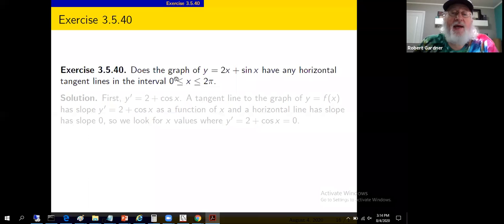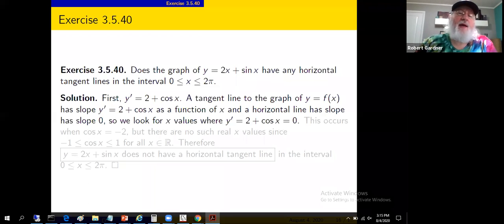Here, they ask, does the graph y equals 2x plus sine x have any horizontal tangent lines in the interval x between 0 and 2 pi? Horizontal tangent lines. How do you find the slope of a tangent line? Taking derivatives. What's the slope of a horizontal line? 0. So this question is effectively, is the derivative of that function 0 in the interval from 0 to 2 pi? Well, let's find the derivative. The derivative of 2x is 2, the derivative of sine is cosine. So y prime is 2 plus cosine x.